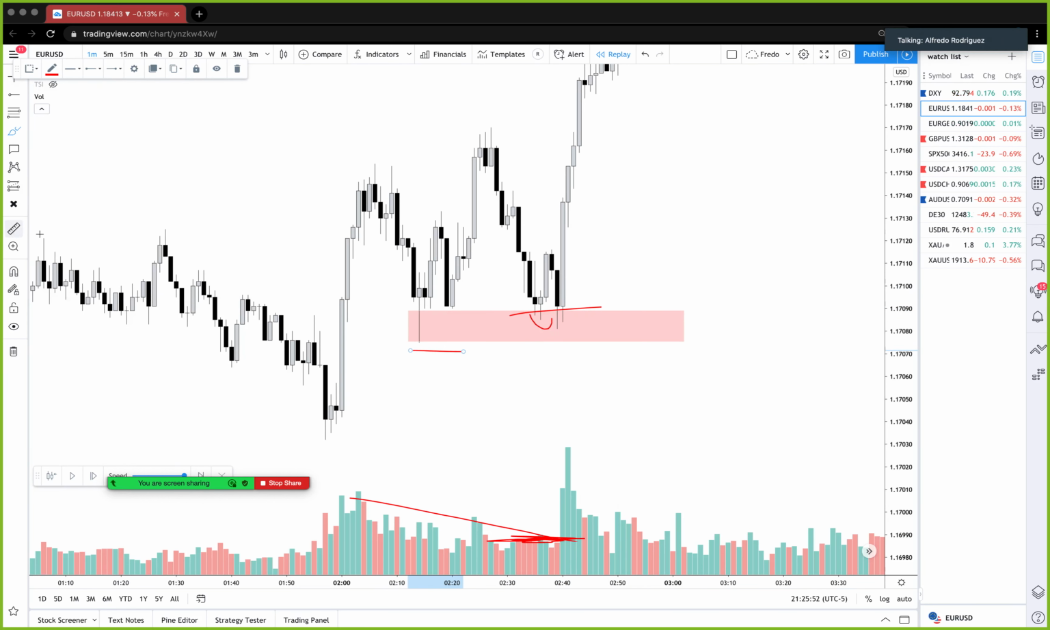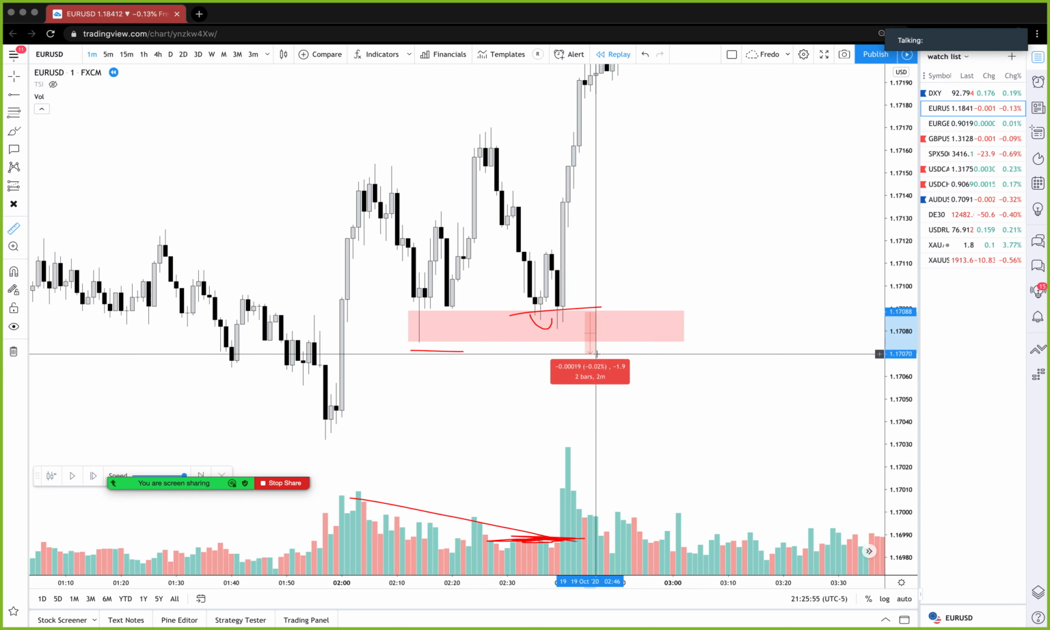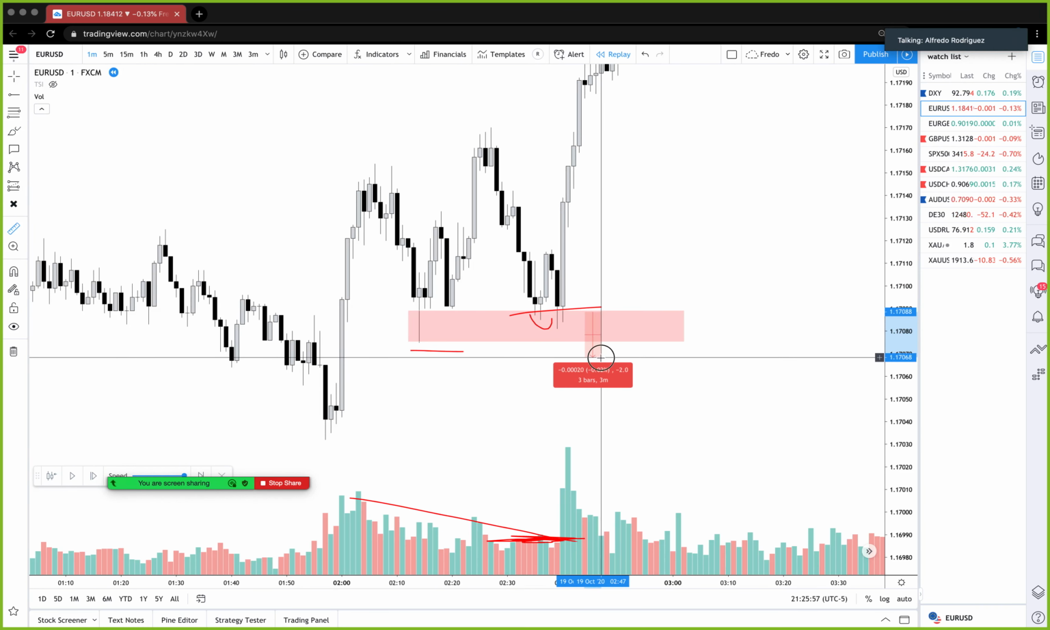A sub below here, that's still like a 2 to 3 pip stop. Yeah, it's still like a 2 pip. Yeah, that would have been 2 pip.